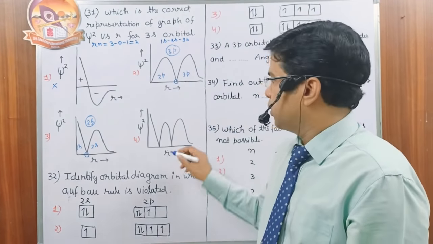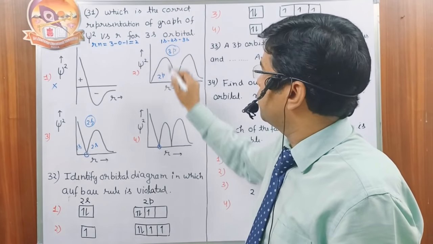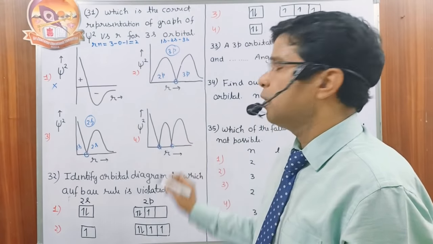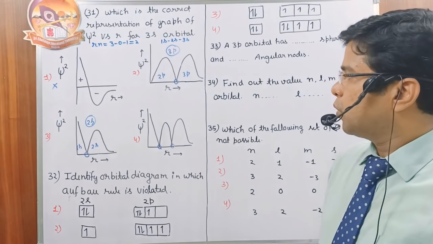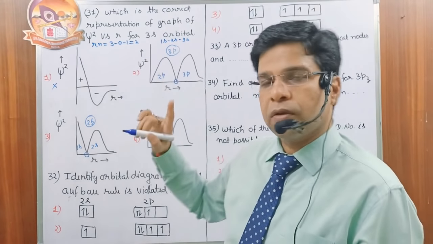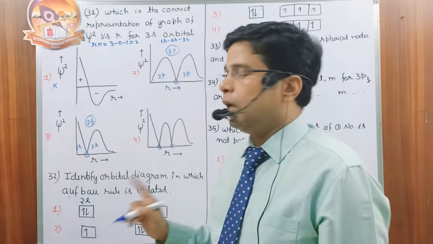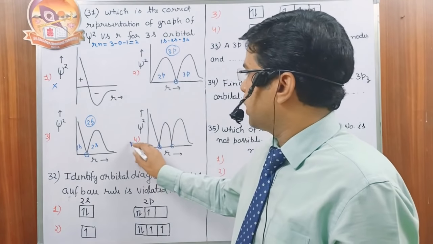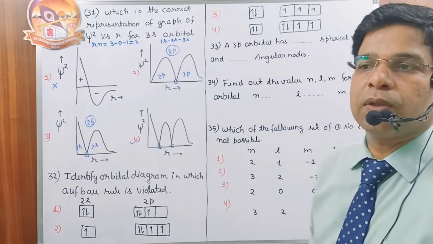Now you check option number 4. How many times does psi become 0? Two times. Between the 1s and 2s we have a node, and between the 2s and 3s we also have a node. So this graph starts from higher to lower, which is ideal for the s orbital. And how many nodes do we have? We have the 2 nodes which we required. So the correct answer of this question is option number 4.